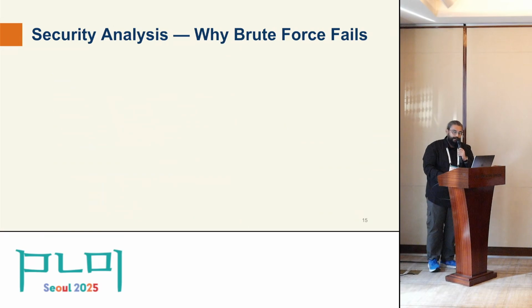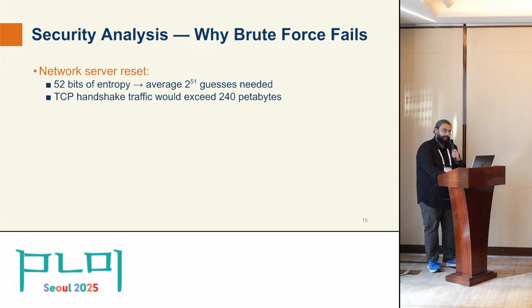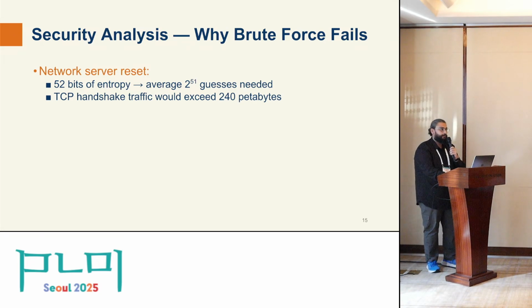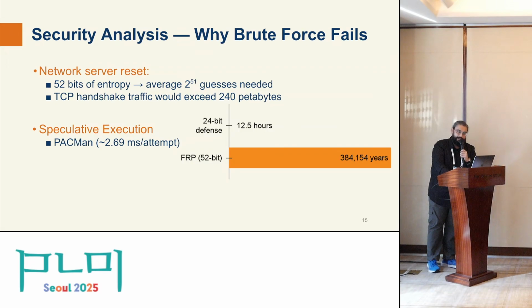Just how hard is it to brute force 52 bits? Let's put it into perspective using the examples that we saw before. For the network server reset example, with 52 bits of entropy, an attacker would require 2 to the 51 guesses for one attack. The TCP handshake traffic itself would exceed 240 petabytes, making it intractable. For the speculative execution attack, using the same optimistic rate, for an FRP space, it will take 384,000 years, which is far exceeding the 24-bit defense.